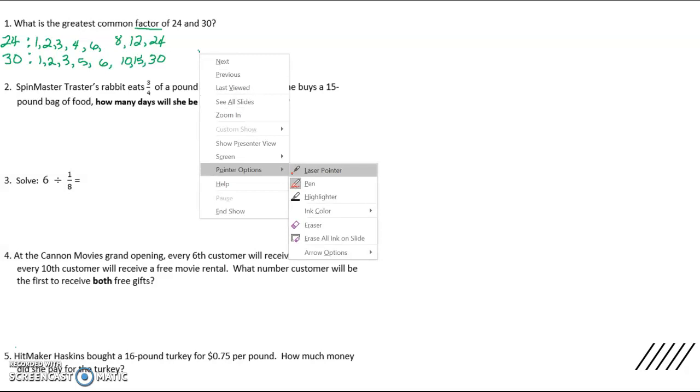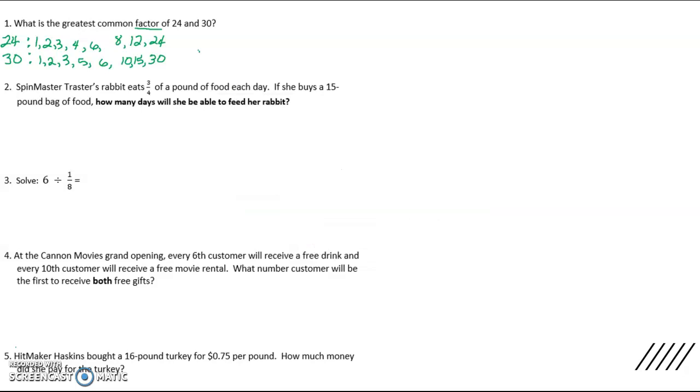And let's pick another color because I want to do our next step of selecting. We're going to select the numbers that they have in common. I'm going to circle each of those because they both have 1s. They both have 2s and 3s. Let's see, they also have 6s. And that's it. So now I'm looking for the greatest of those numbers. And so I see that the greatest one is 6. So the GCF is equal to 6.